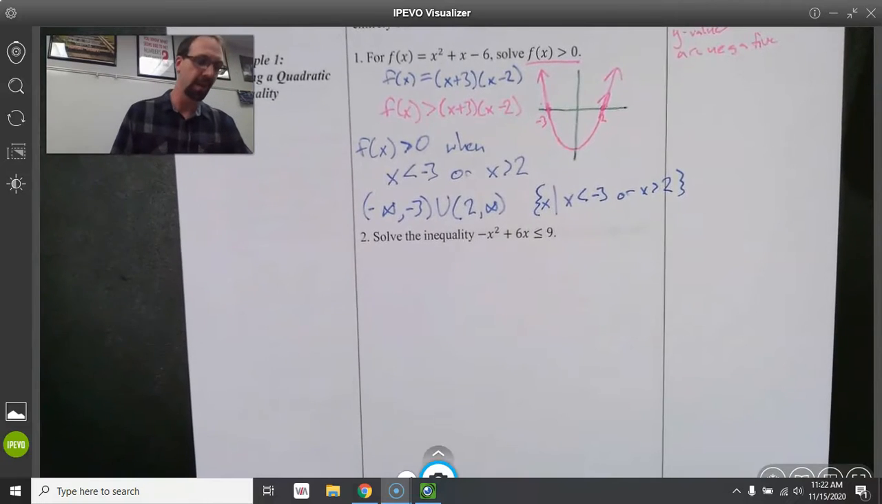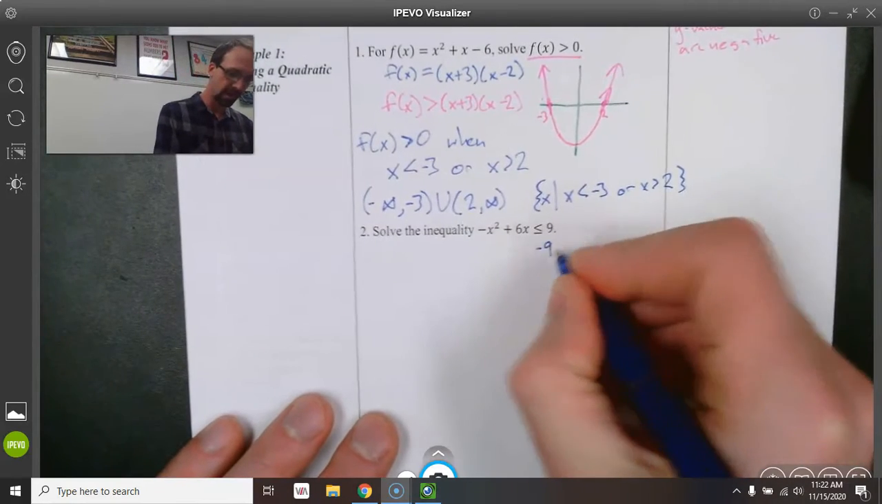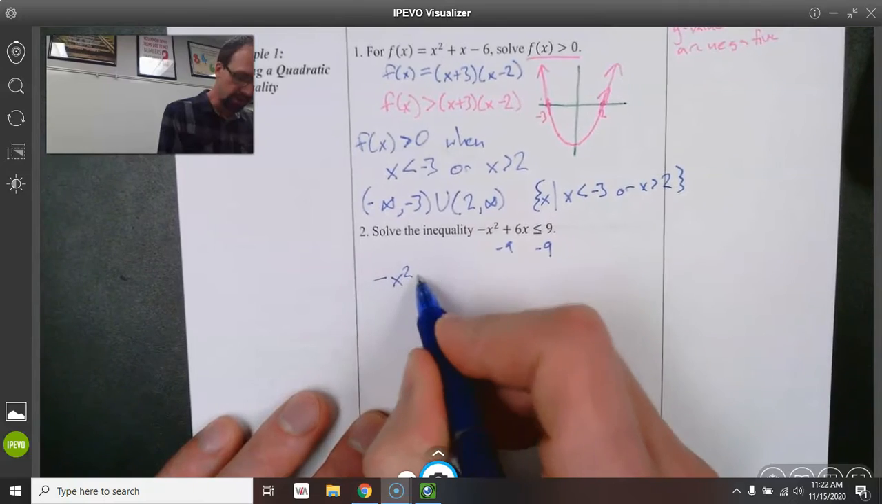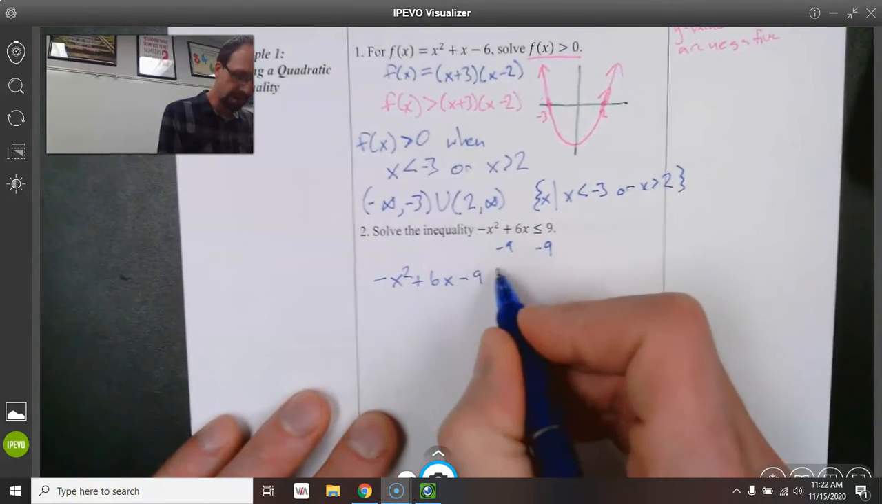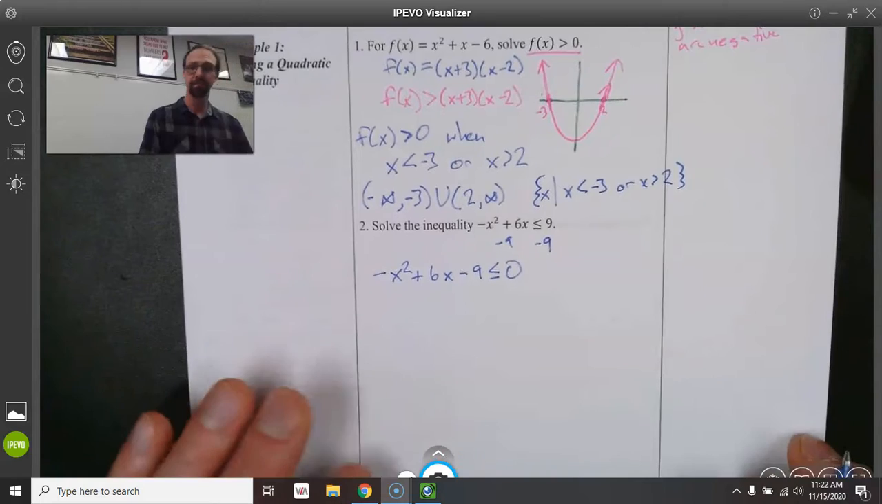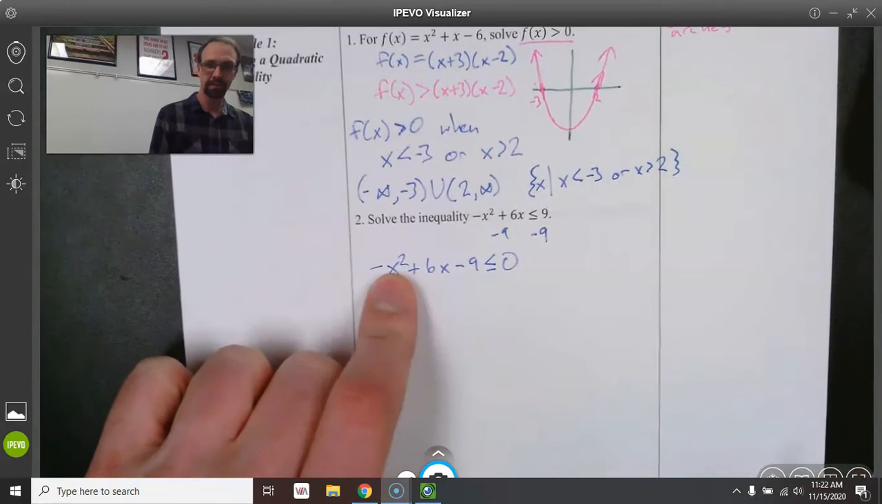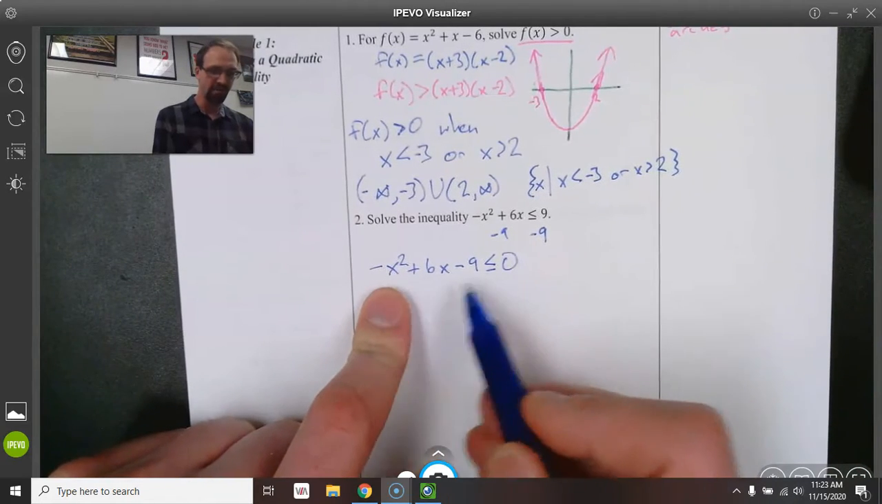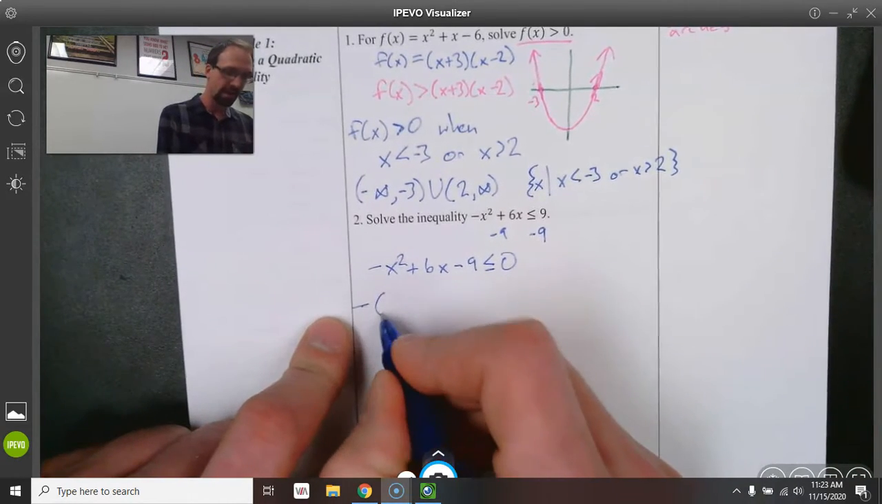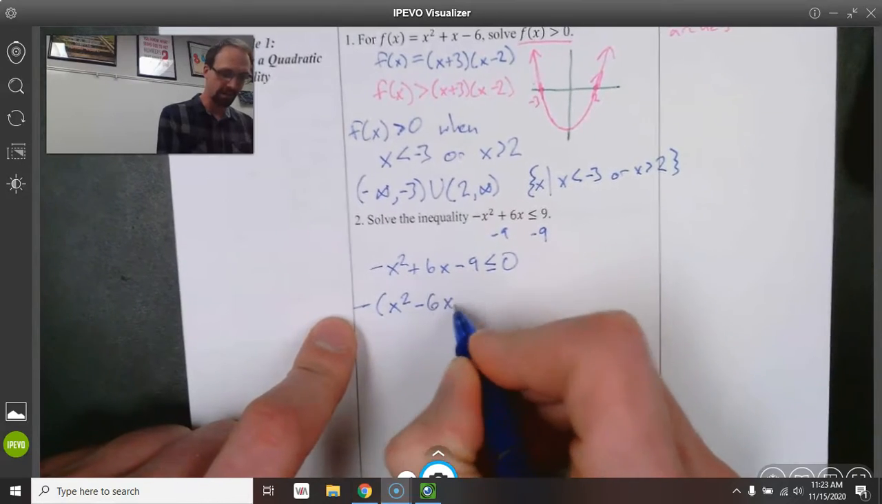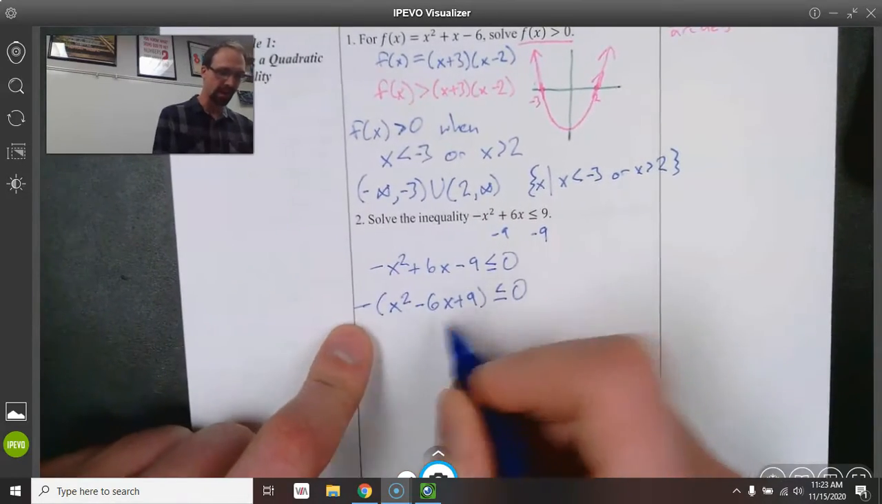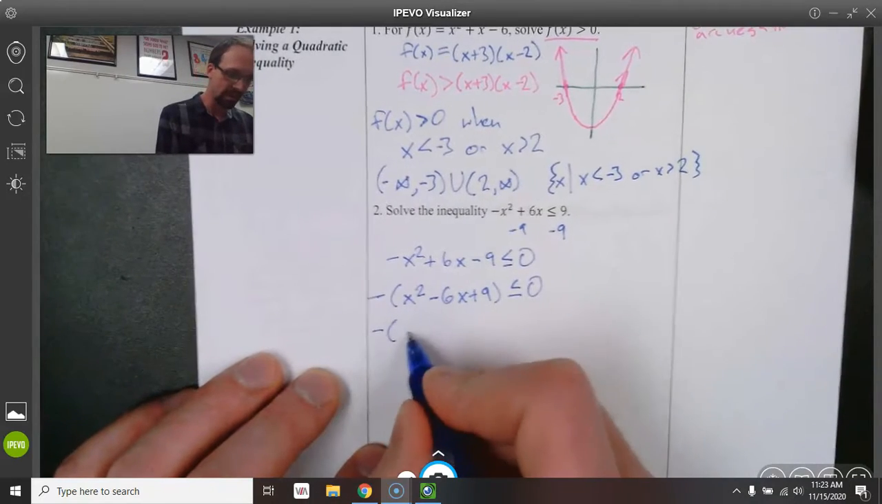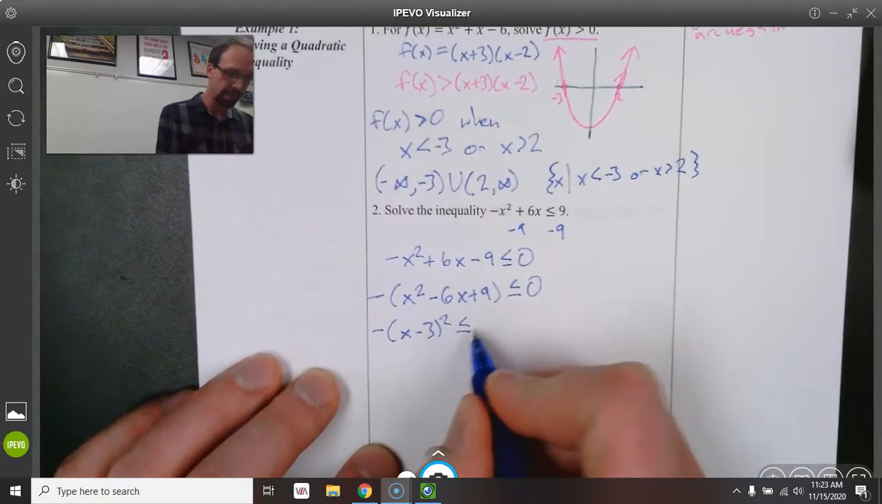For this next one, solve this inequality. Here I'm saying negative x squared plus 6x is less than or equal to 9. I'm going to move everything over to one side, so I'm going to subtract 9 from both sides. This gives me negative x squared plus 6x minus 9 is less than or equal to 0. Now if I factor this, I'm going to have an issue with this negative x squared. So if I factor out a negative, I have x squared minus 6x plus 9, and now I have something that I can factor quite easily. This is actually x minus 3 quantity squared is less than or equal to 0.